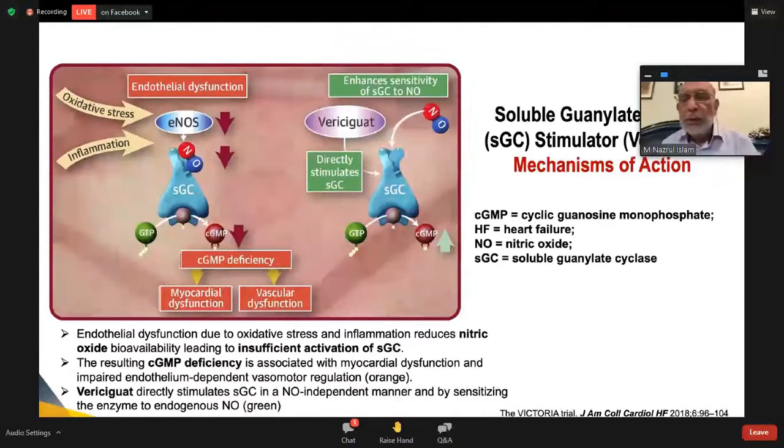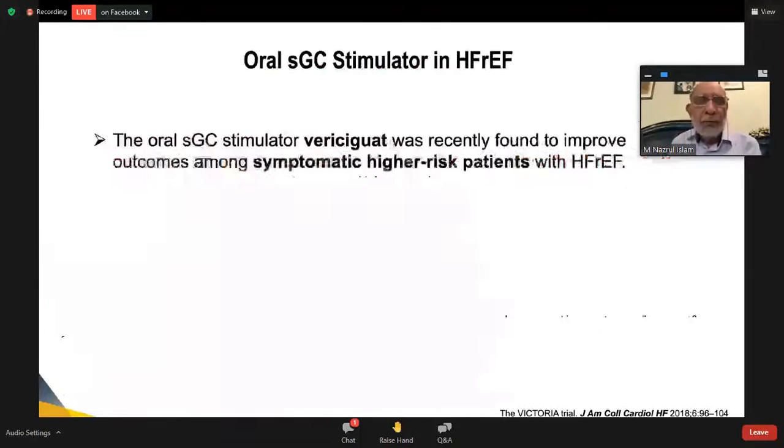The second one is the soluble guanylate cyclase stimulator. The main agent now used is vericiguat. On the mechanism of action, we know that heart failure patients have oxidative stress with inflammation. They develop endothelial dysfunction, and this endothelial dysfunction results in cGMP deficiency, and that gives rise to myocardial dysfunction and vascular dysfunction. How do the sGC stimulators act? They enhance the sensitivity to nitric oxide, and also directly stimulate the sGC, and thereby they increase cGMP and the contractility of the failing heart.